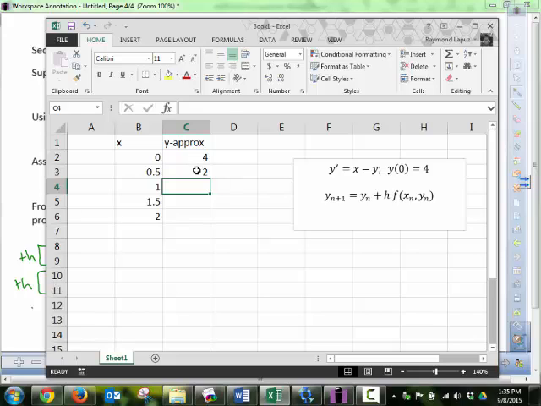So here's the magic. You click on that and drag it down, you get 1.5, which is our next answer. And then you do that again. We didn't get this far, but our final answer should be 1.3125. Pretty cool, huh?